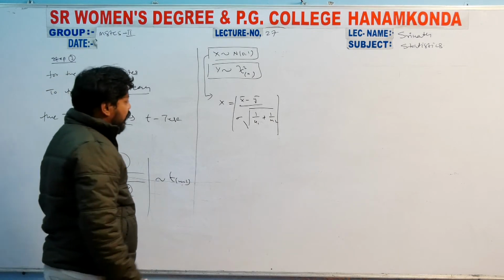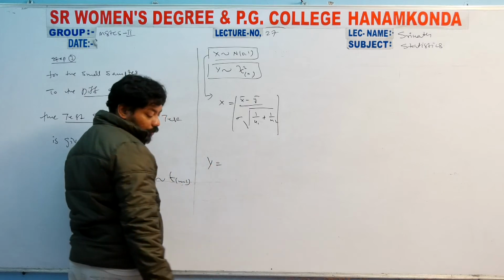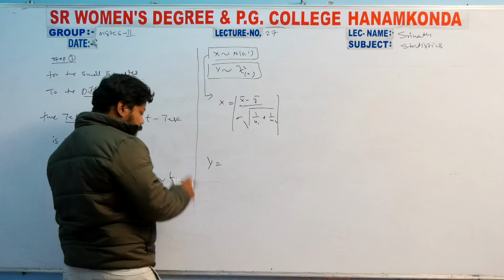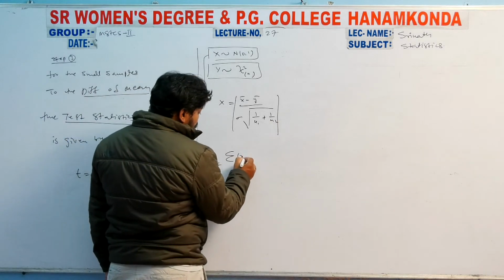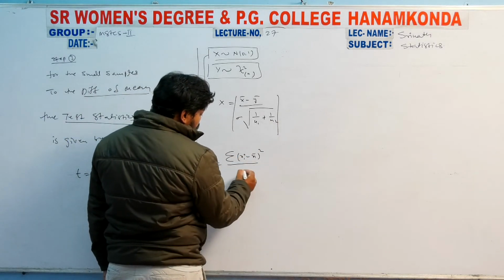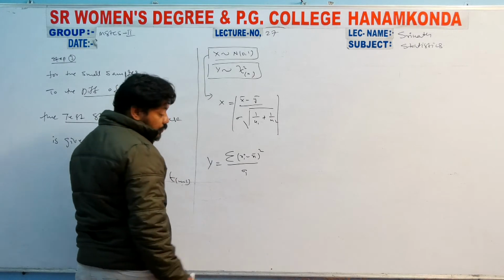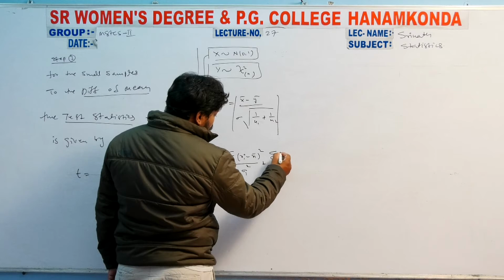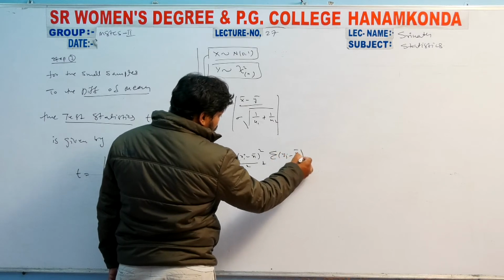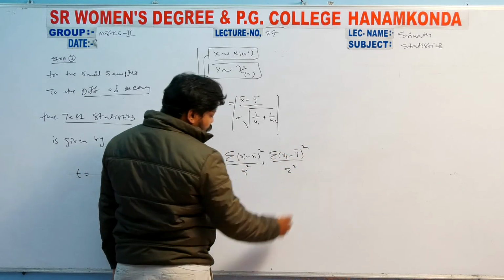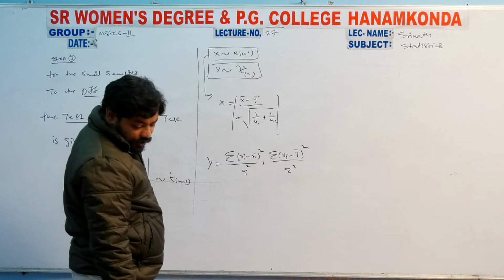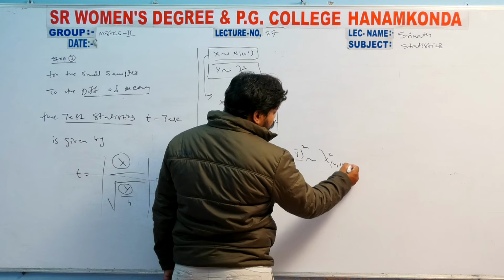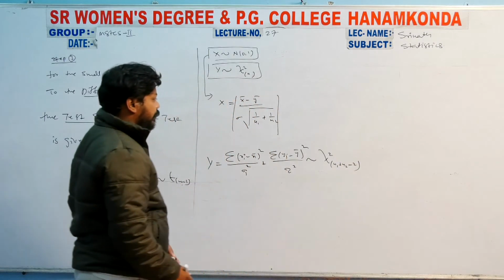And we can write, y variable follows the chi-square distribution, so summation xi minus x bar whole square by sigma 1 square plus summation yi minus y bar whole square by sigma 2 square follows the chi-square distribution with n1 plus n2 minus 2 degrees of freedom.